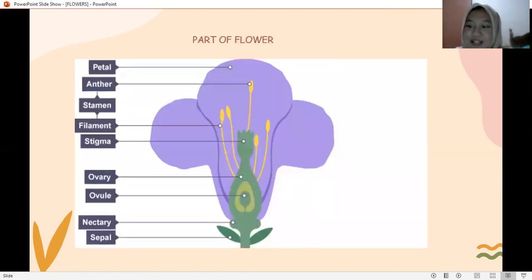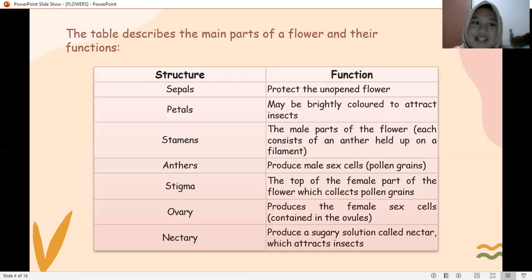Now we've seen the parts of flowers. The parts of flowers are petal, anther, stamen, filament, stigma, ovary, ovule, nectary, and sepal. The table describes the main parts of flowers and their functions. Sepals have a function to protect the unopened flowers. Petals may be brightly colored to attract insects.